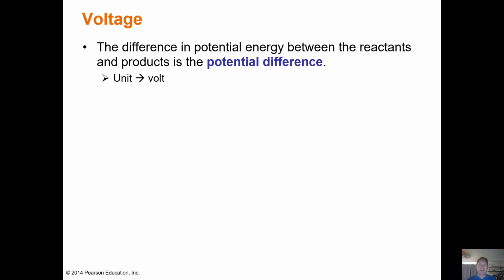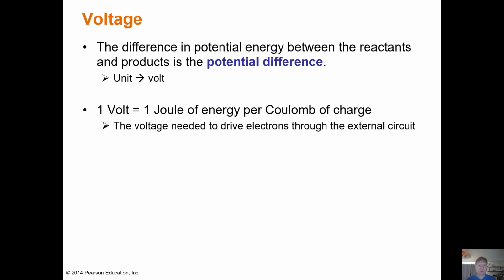So there's two different things here that will determine how well these kinds of electrical systems will work. Voltage, again, is a difference in potential energy between reactants and products, sometimes called the potential difference. Units here are volts. The volt is a joule of energy per coulomb of charge. If you think of the waterfall analogy, for each bit of water that goes over, how much energy does it have? We're basically looking at the difference between potential energies from start to finish.